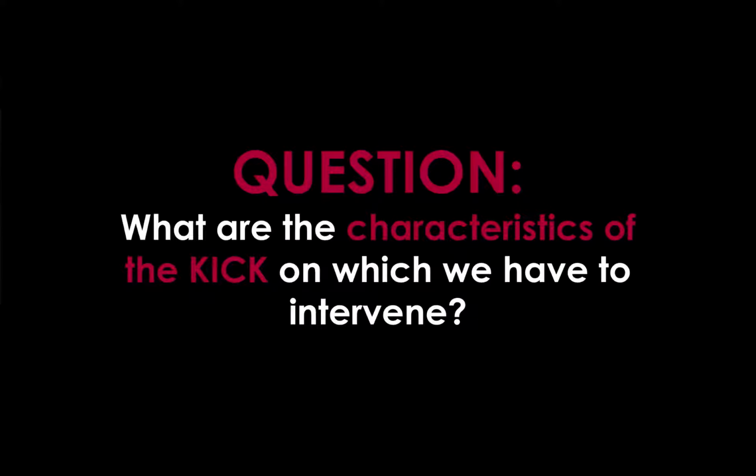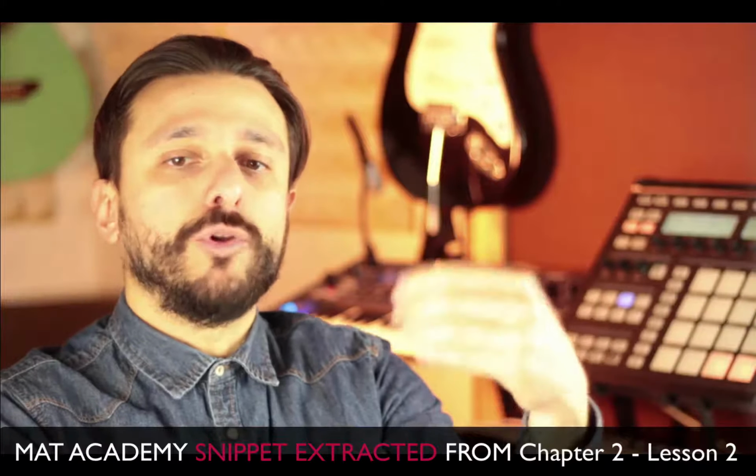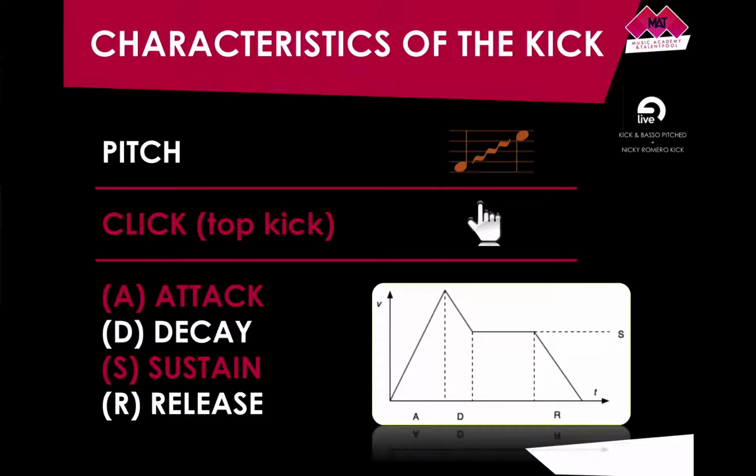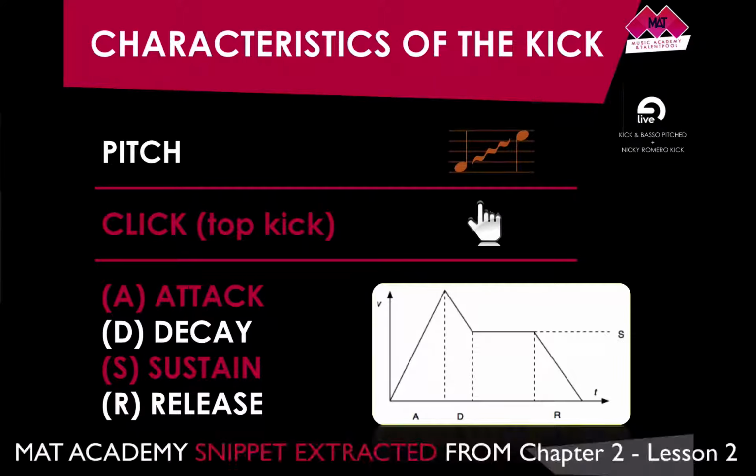Now, let's go and look at the characteristics that we want to act upon so we can understand how to intervene on our kick and adapt it best to the three golden rules we have just seen. The characteristics on which you intervene are these. We already said the kick must be in tune. And so, what does this mean? It means that one of the features where we can act is on the pitch of the kick.